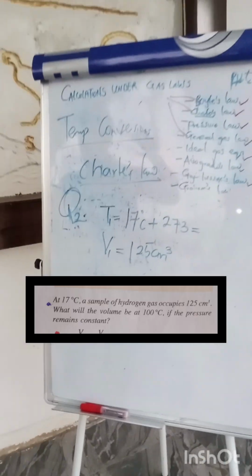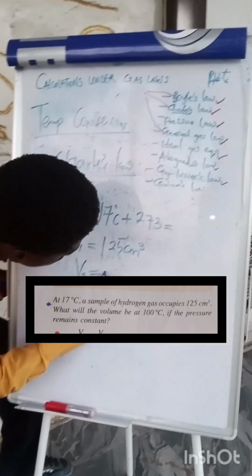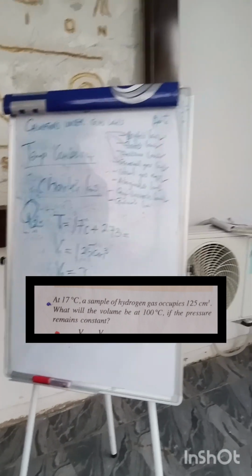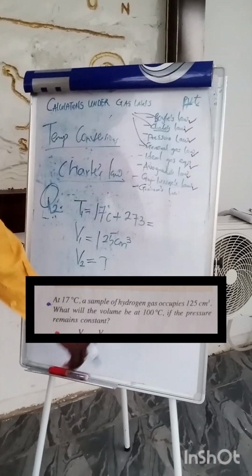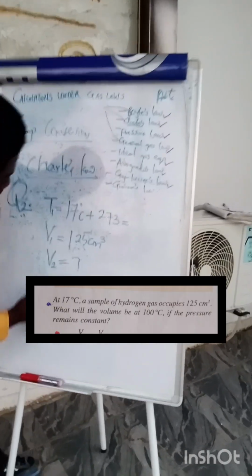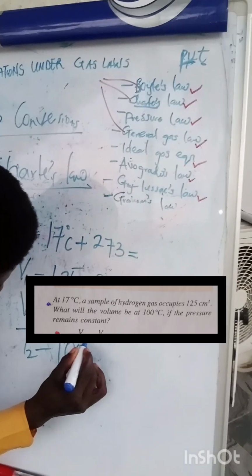What will now be the volume? That means I'm looking for the second volume. Very simple. At 100 degrees Celsius, so they already give us the second temperature. So the temperature T2 becomes our 100 degrees Celsius.